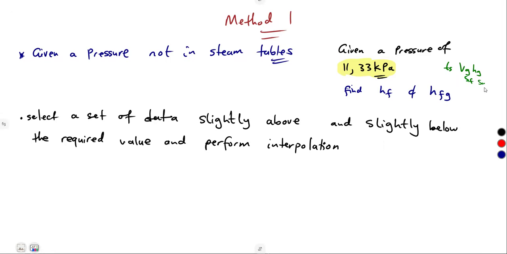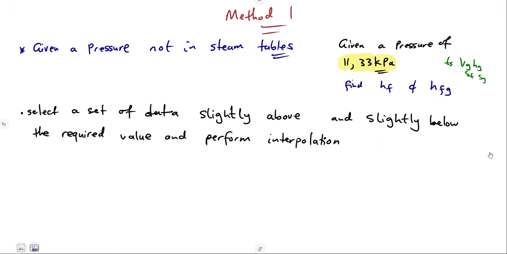All those values can be determined using the same concept, but I'm just going to explain using HF and HFG. So this is the way that you're going to apply. You consider the values which are affecting the pressure, which is 11,33 kilopascal. This is our example, 11,33 kilopascal.